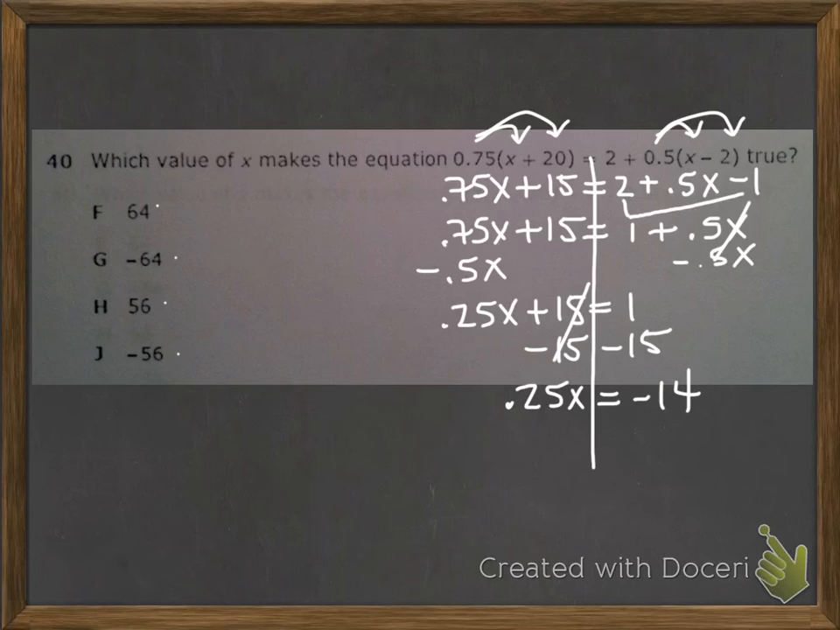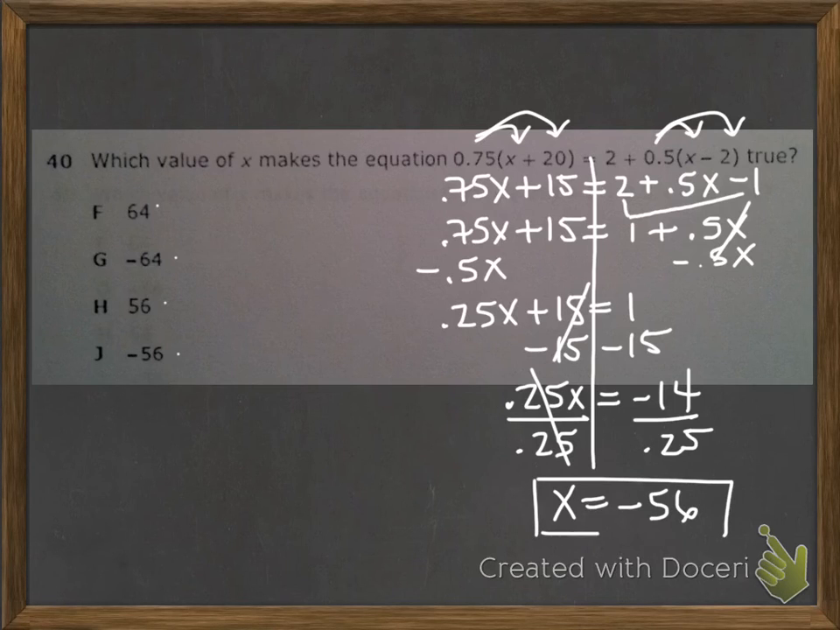And then the last thing I'm going to do is get rid of my coefficient of x by dividing both sides by 0.25. So I get x equals negative 14 divided by 0.25 is negative 56. So my answer is J.